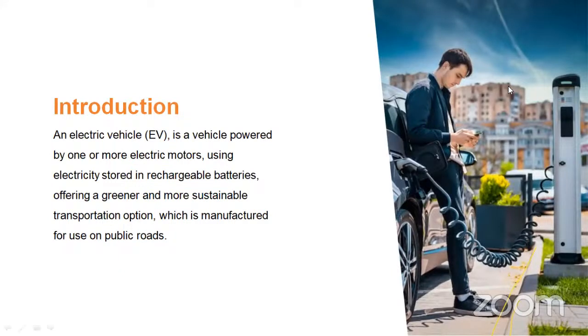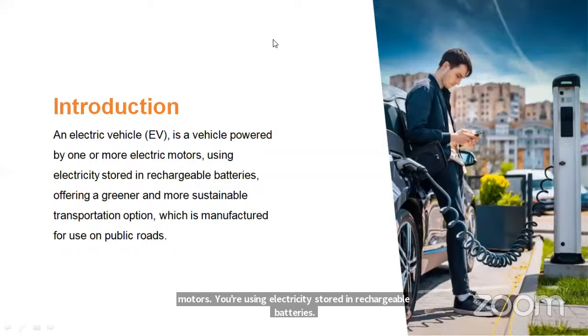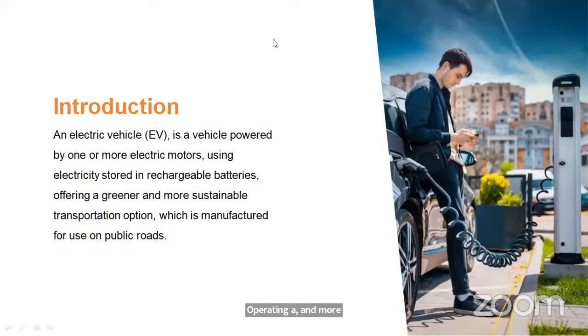If I ask you, what is an electric vehicle? We can say an electric vehicle is a vehicle powered by one or more electric motors using electricity stored in rechargeable batteries, offering a greener and more sustainable transportation option, which is manufactured for use on public roads. So here is a point: manufactured for use on public roads.